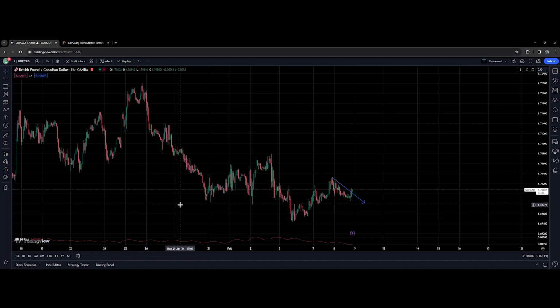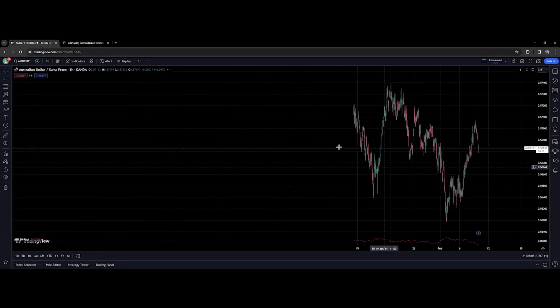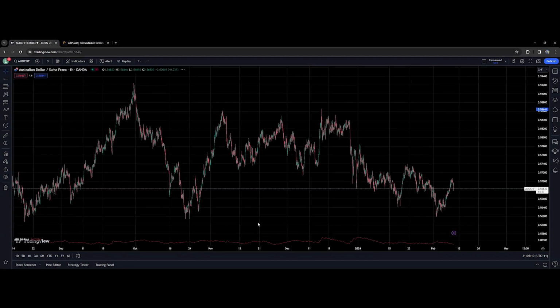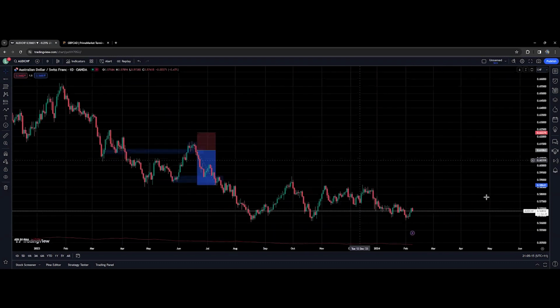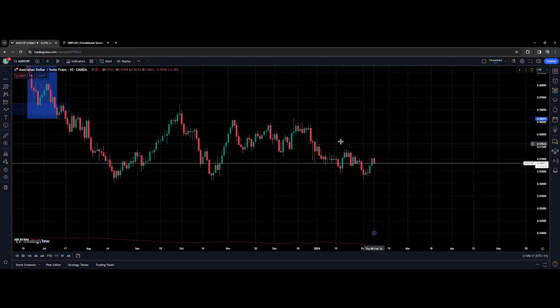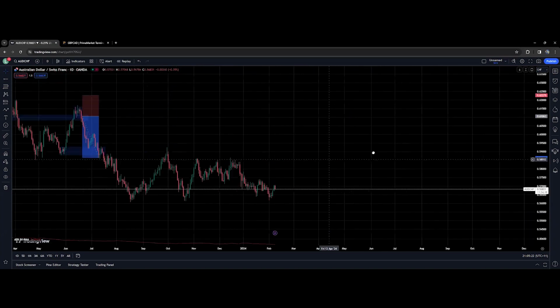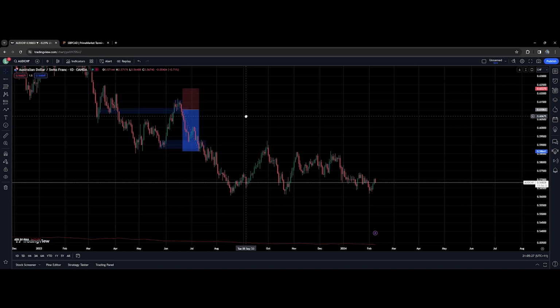Aussie CHF. Yeah, not much of a clue on here. That was a good trade. Oof. Yeah, not much here on my side. CHF pairs are not my forte.